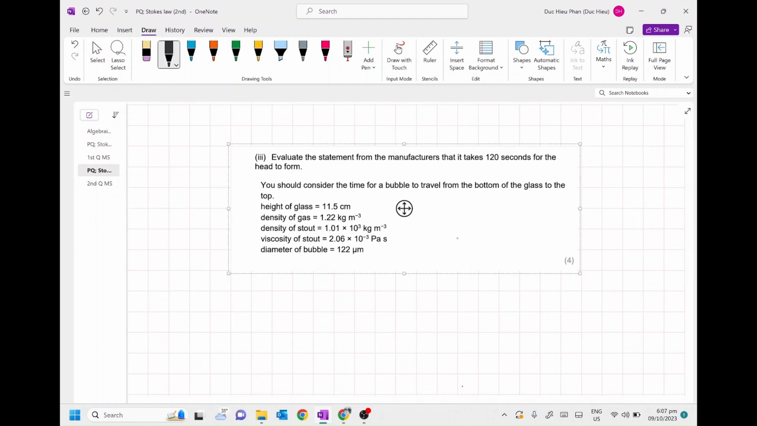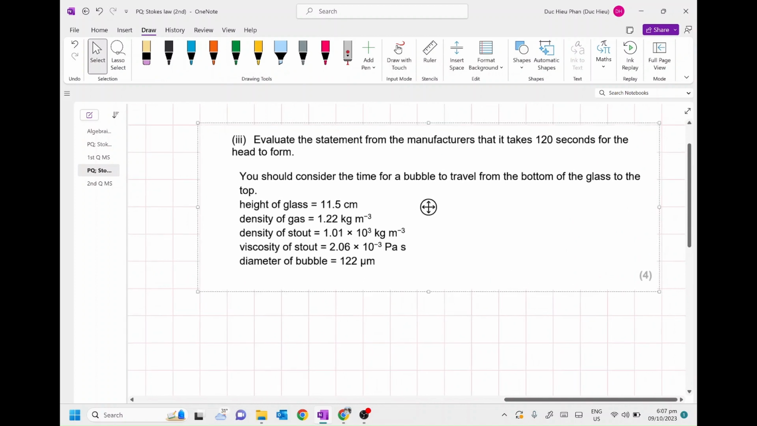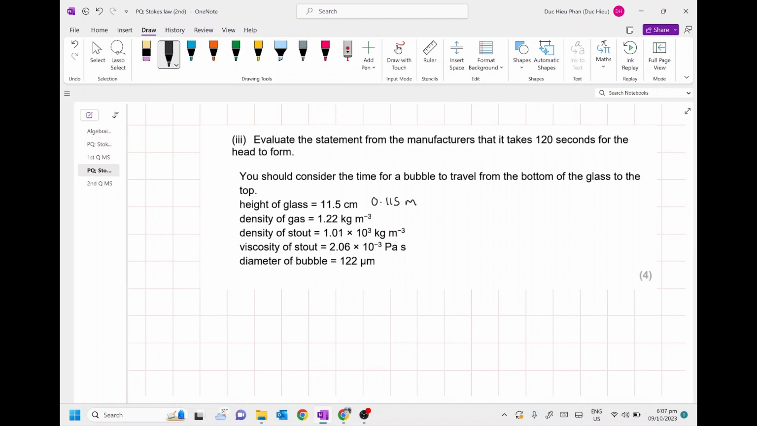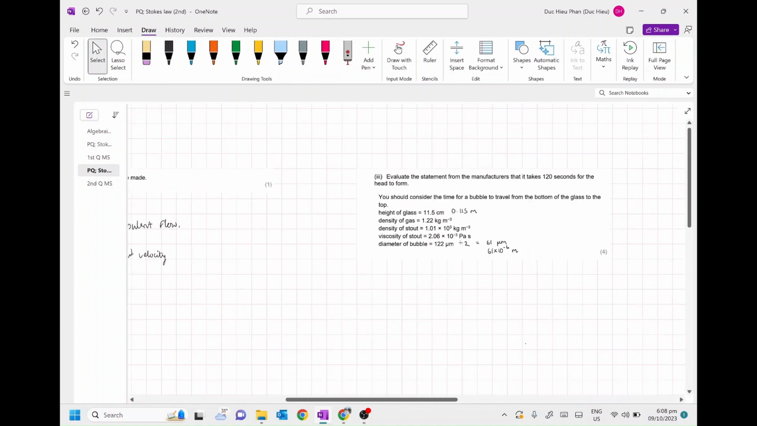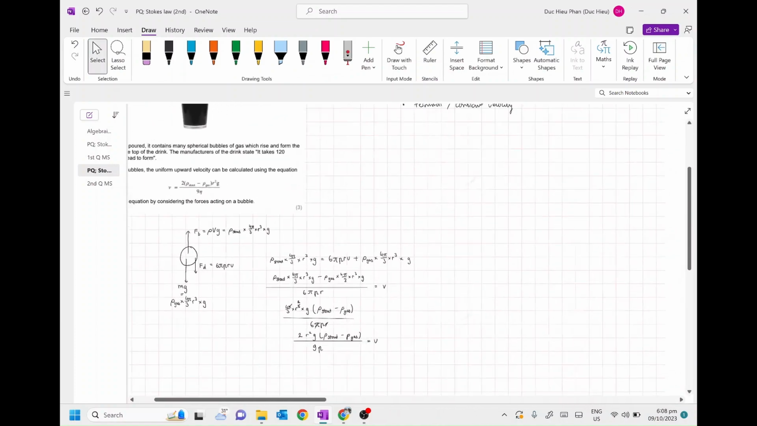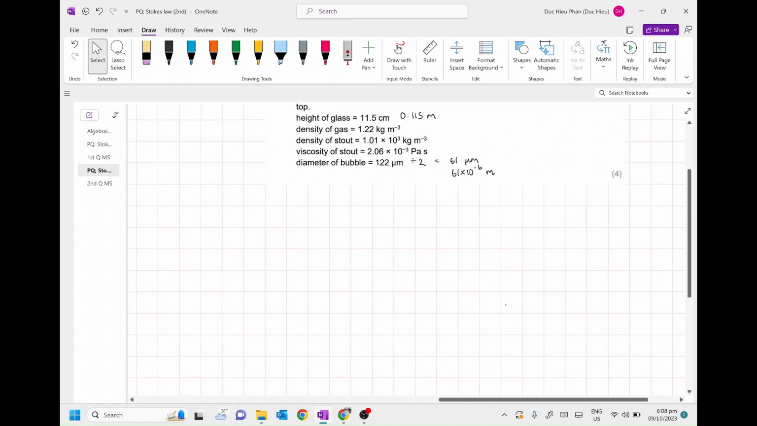So first of all, we need to convert these units into the units that we'll be using, which means meters for this, which is 0.115 meters. And the diameter of this, so first of all, divide this by 2, which is 61 micrometers. And also, this is 61 times 10 to the power of minus 6 meters. Okay. So now that we have the equation, we have the units ready, we simply substitute.